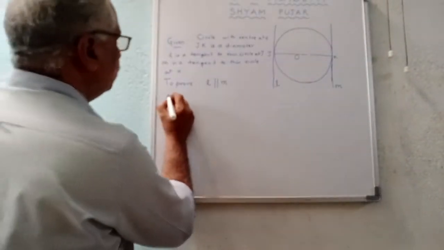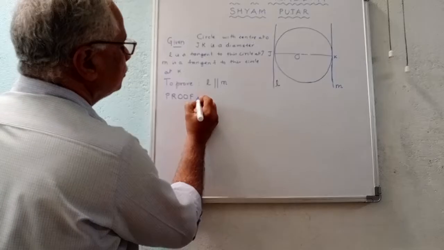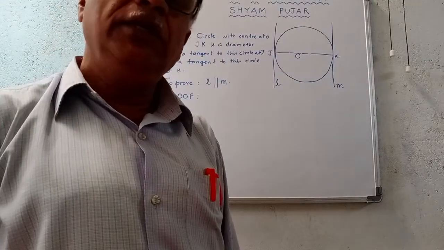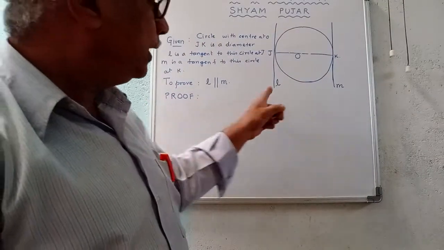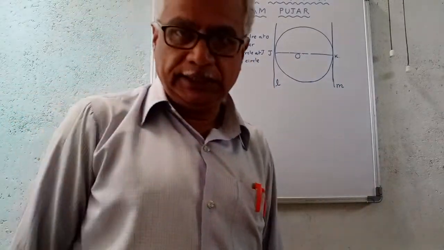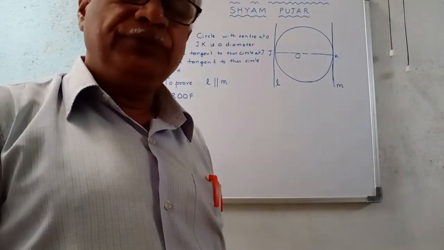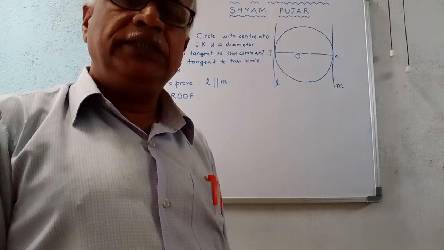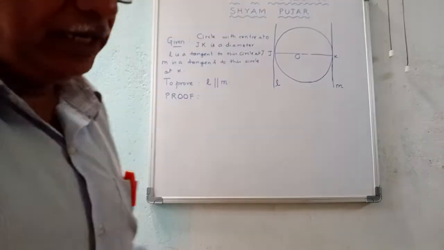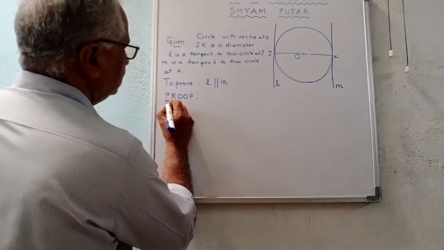Okay, so my proof starts. Knowing the properties of tangents and properties of circle, we are required to prove that L is parallel to M. Whenever two tangents are drawn at the two ends of a diameter of any circle, the two tangents shall be mutually parallel to each other. So how do we prove this now? Let us start. The proof starts.